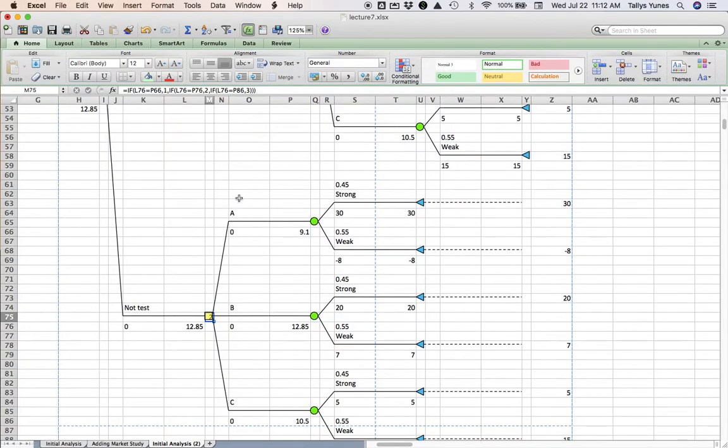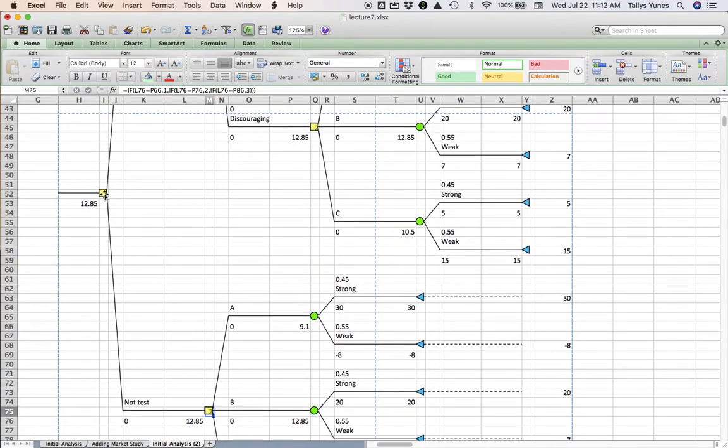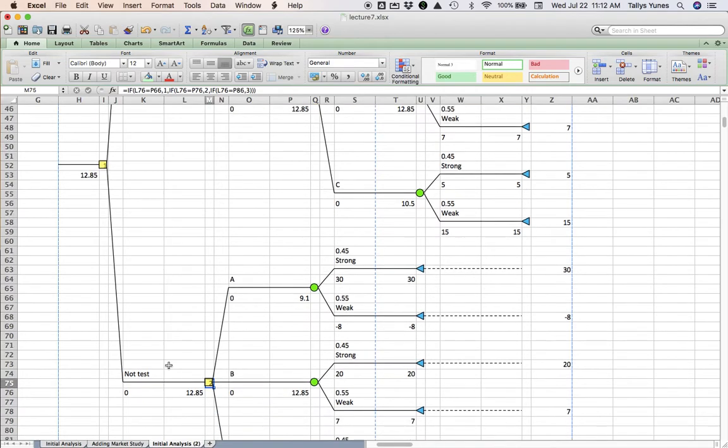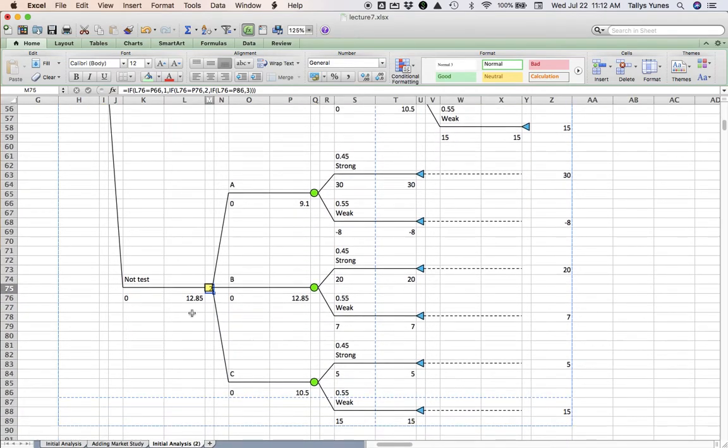All right. So if I choose not to test, it's basically me going back to the initial situation. And so this tree, as it is right here, is perfectly correct. There's nothing to do.